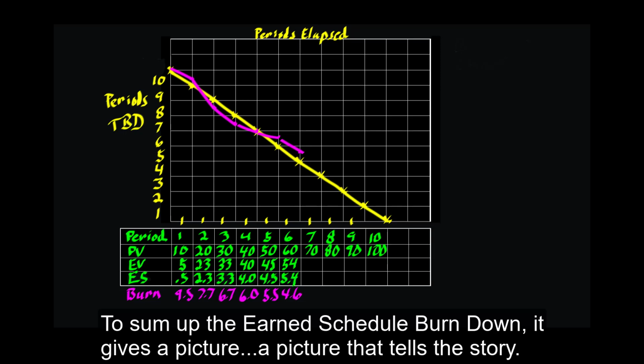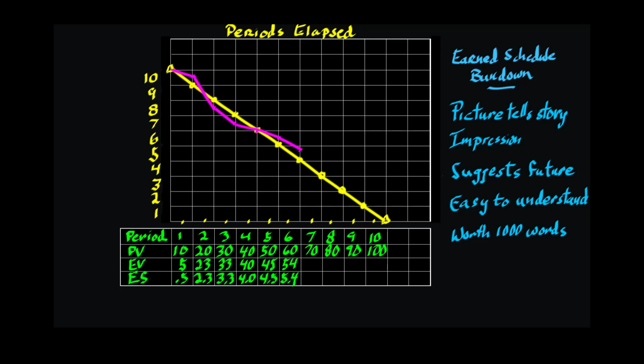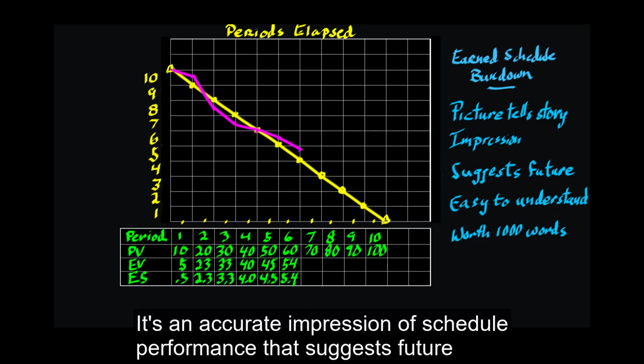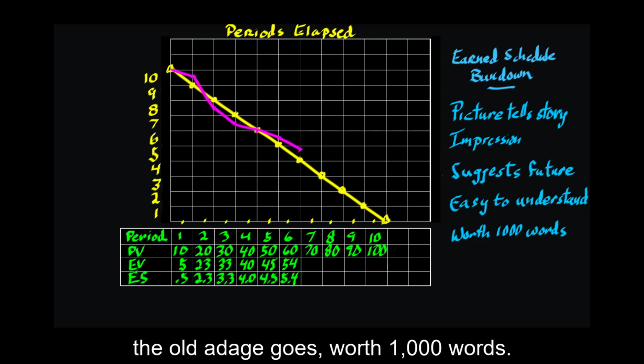To sum up the earned schedule burn down, it gives a picture that tells the story. It's an accurate impression of schedule performance that suggests future consequences. The burn down is easy to understand, and for communication it is, as the old adage goes, worth 1,000 words.